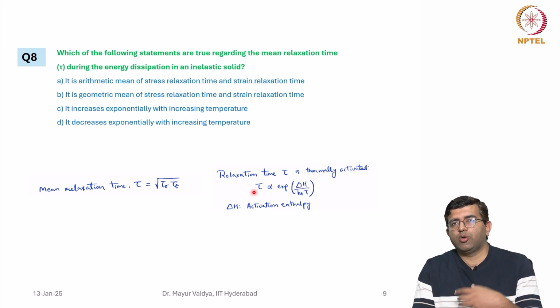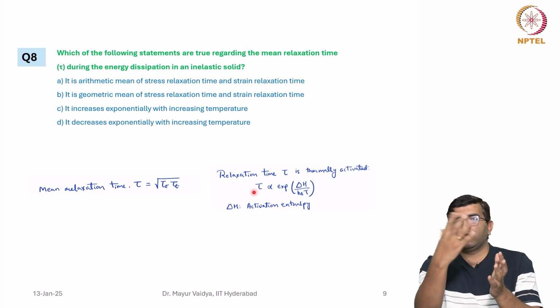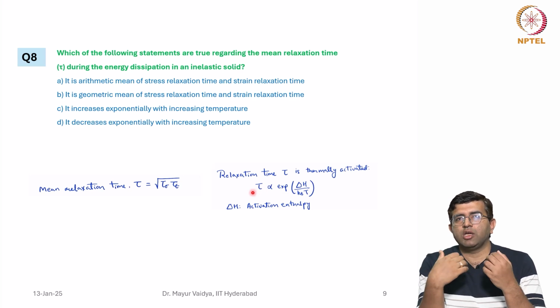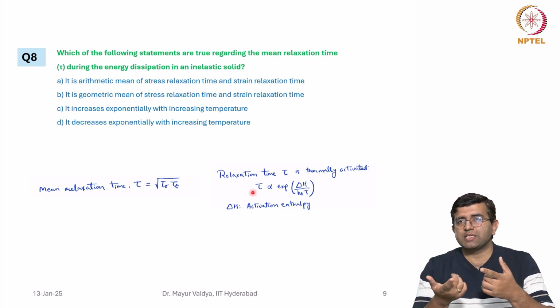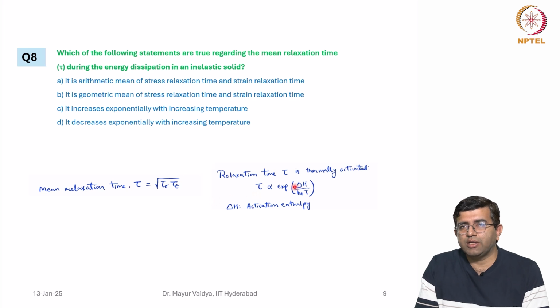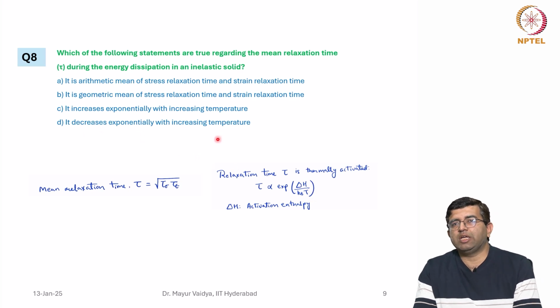I have seen students making this mistake: the moment you see the exponential of something by kBT, you immediately say that it is exponentially increasing with temperature. But that is true only if the minus is there. If the minus is not there, then as you increase the temperature, you decrease the overall fraction, so the overall term decreases. So, the exponential of delta H by kBT will decrease as you increase the temperature.